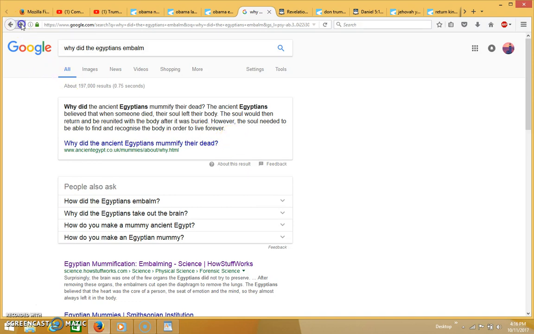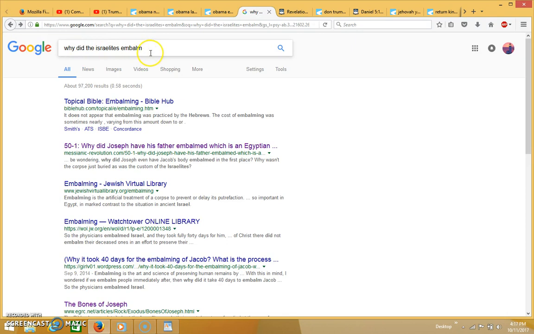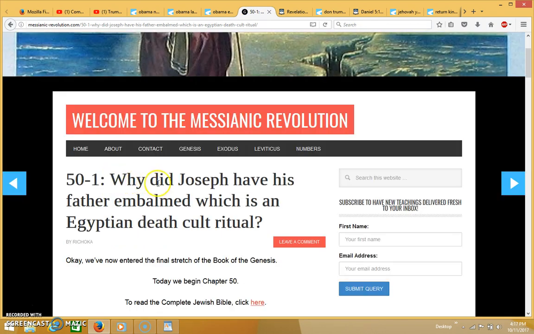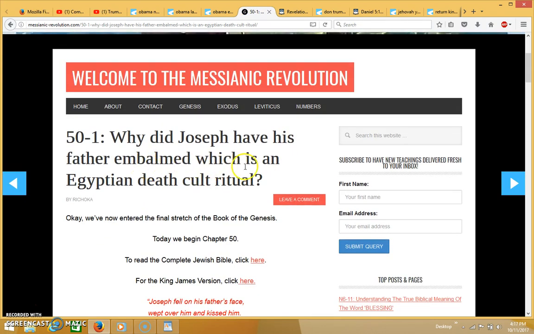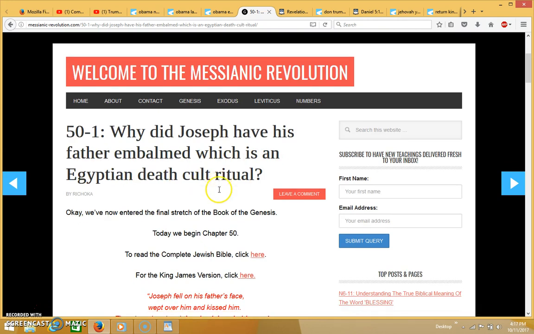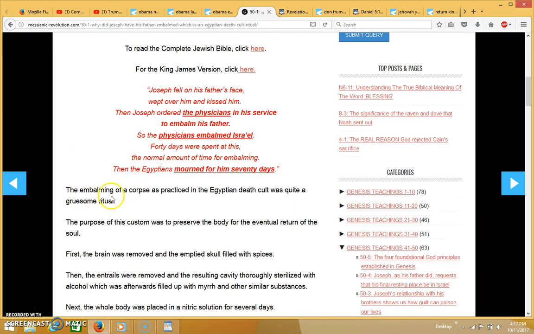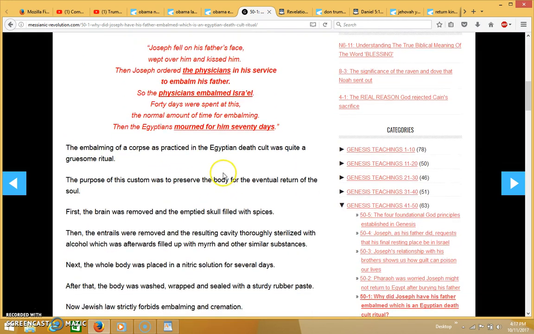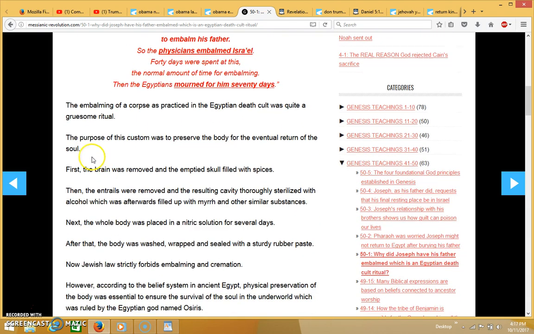And so then I put in, why did the Israelites embalm? And so I pulled up this article over here. And it says, why did Joseph have his father embalmed, which is an Egyptian death cult ritual? The embalming of a corpse as practiced in the Egyptian death cult was quite a gruesome ritual. The purpose of this custom was to preserve the body for the eventual return of the soul.